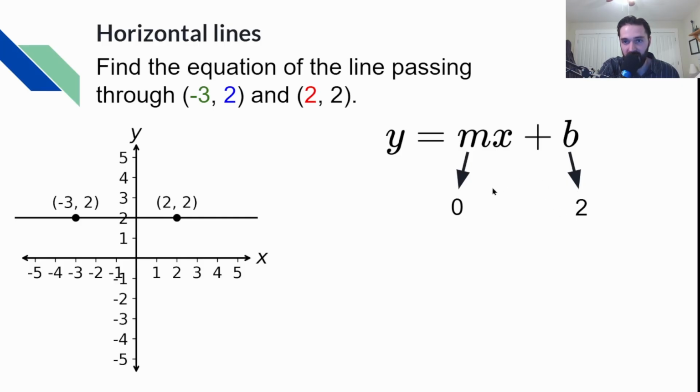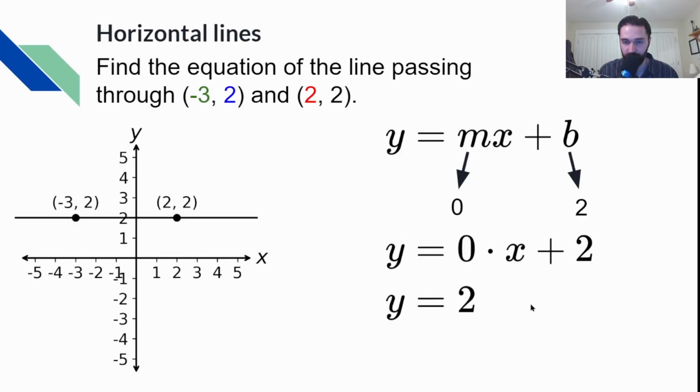We have both pieces that we need to formulate the equation of the line. So let's see what we get. When we plug in 0 for m, we get y equals 0 times x plus 2. 0 times x is just 0, so we just have y equals 2.